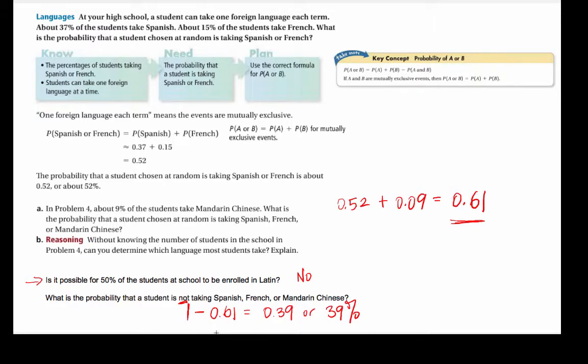So when we're doing an and probability, we have to know that we're going to be multiplying probabilities. Independent events, dependent events. When we're doing or probabilities, we know that we're going to add probabilities. And those are probabilities dealing with mutually exclusive events, possibly.